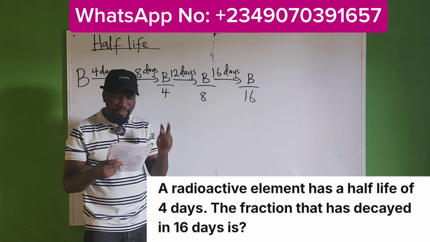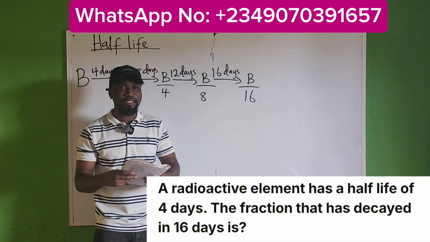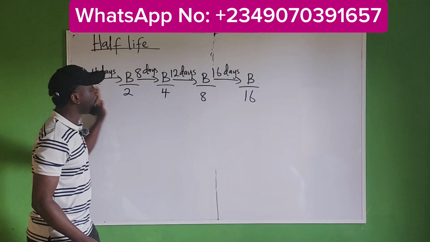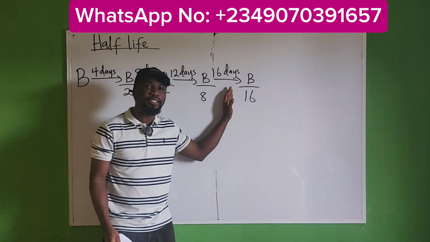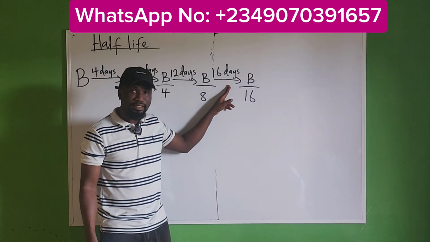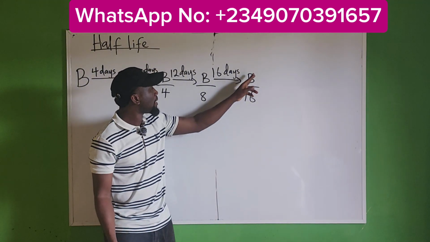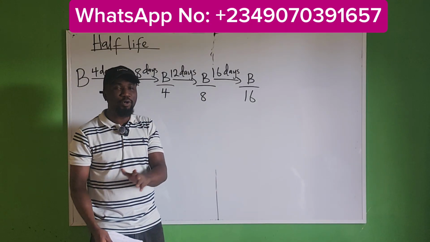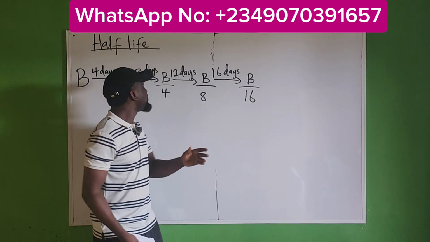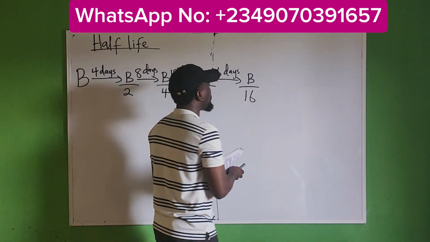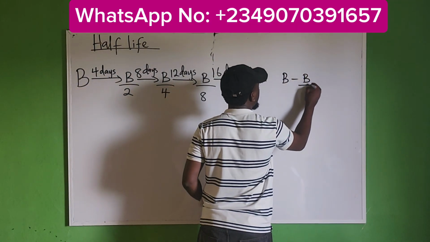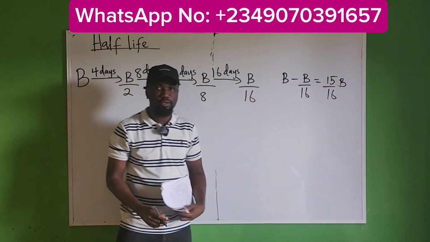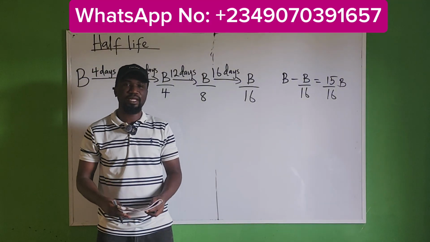So the question there says, the fraction that has decayed in 16 days is dashed. The fraction that has decayed in 16 days will give us B minus B over 16. We are not told to find the fraction that we have left after 16 days. If that was the case, then we would have gotten an answer of B over 16. But we want to find the fraction that has decayed or disintegrated. That will give us B minus B over 16, so that will give us 15 over 16B. Do you get it?